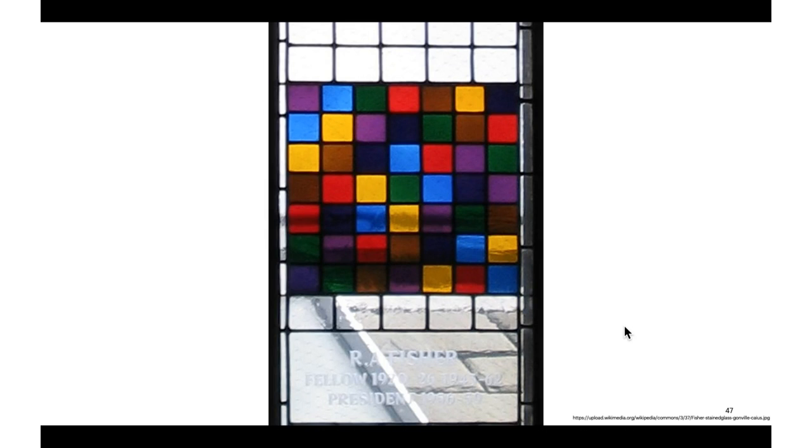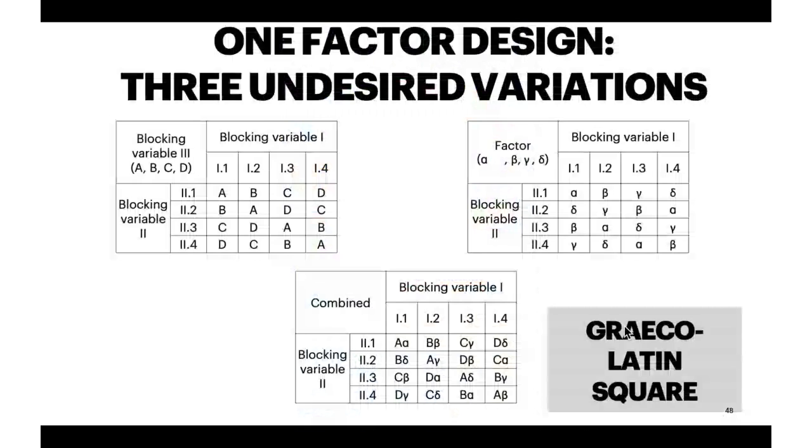Still, Latin squares, 2x2, 7x7, whatever by whatever, only work for 2 blocking variables. What can we do if we have more? We still have a 1-factor design, but this time life becomes a bit more complicated, and we have 3 undesired variations: blocking variables 1, 2, and 3.